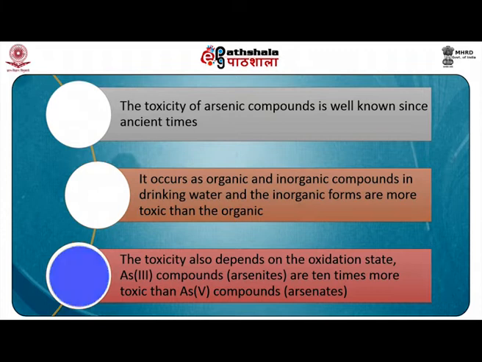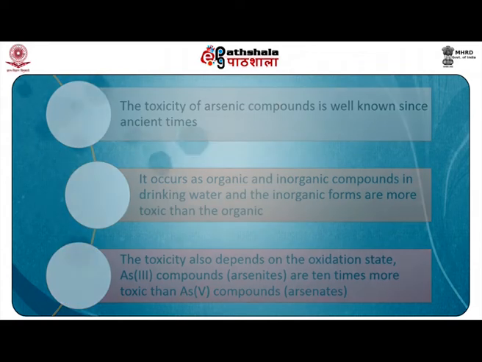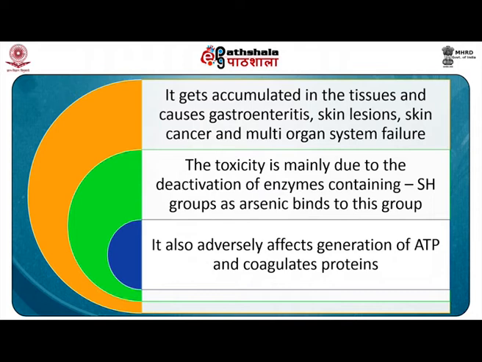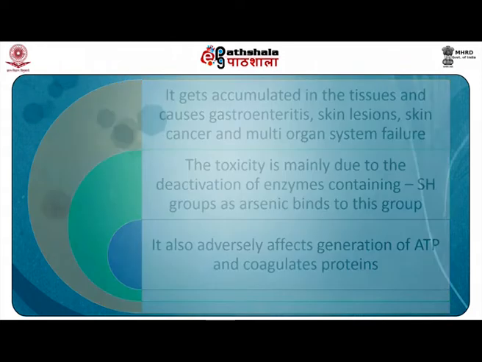Arsenic 3 compounds, or arsenites, are 10 times more toxic than arsenic 5 compounds, or arsenates. Arsenic gets accumulated in the tissues and causes gastroenteritis, skin lesions, skin cancer, and multi-organ system failure. The toxicity is mainly due to the deactivation of enzymes containing thiol groups, as arsenic binds to this group. It also adversely affects generation of ATP and coagulates proteins.